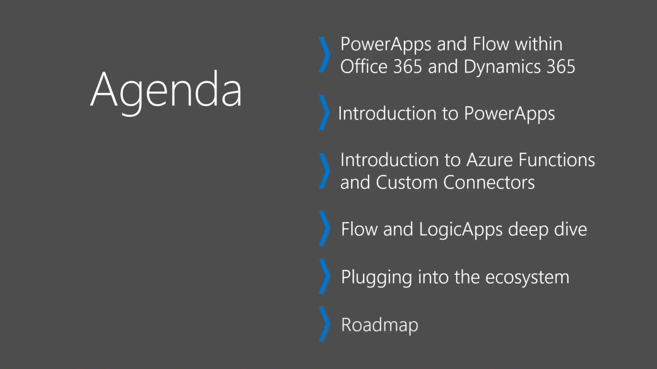So in today's session, we'll start off by setting context around how Power Apps and Flow fit within the Office 365 and Dynamics 365 vision. We'll talk about what Power Apps is in detail. We'll look at a demo as well of how it works. We'll then give you an introduction to Azure Functions and how you can expose an Azure function as a connector that can then be used in Power Apps and Flow. We'll take a deep dive into Flow and Logic Apps and the difference between the two. And then finally, we'll talk about how you can plug into the ecosystem as developers. And then we'll round off things with a roadmap of both products.